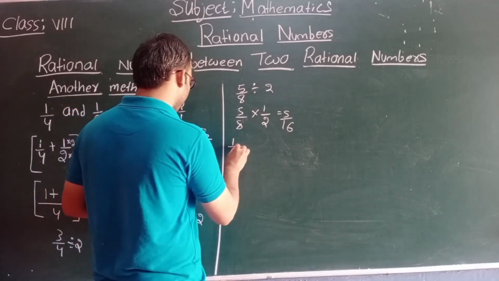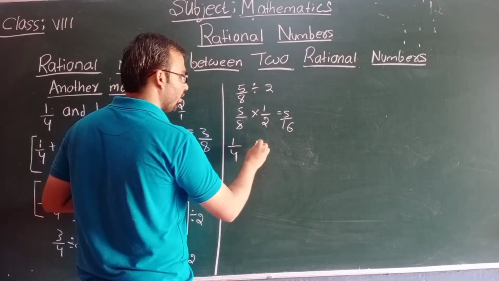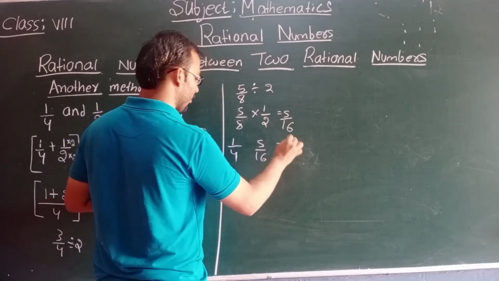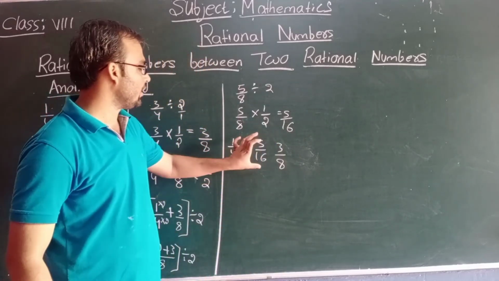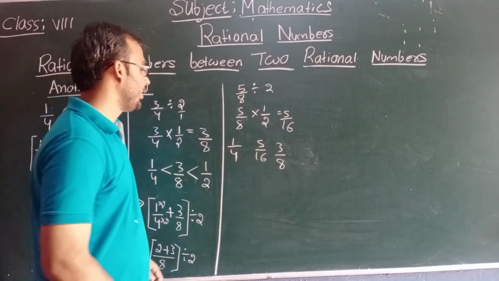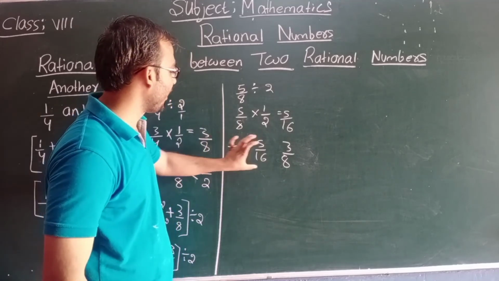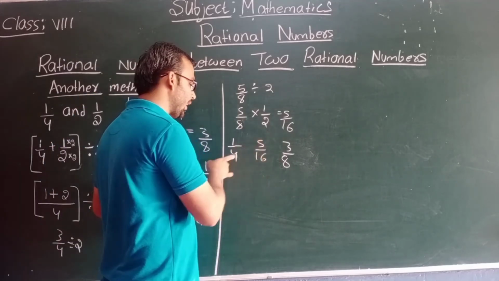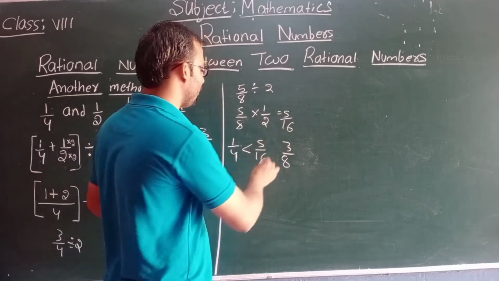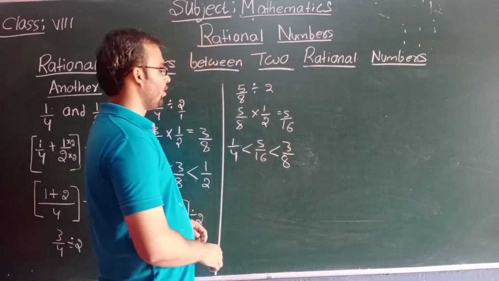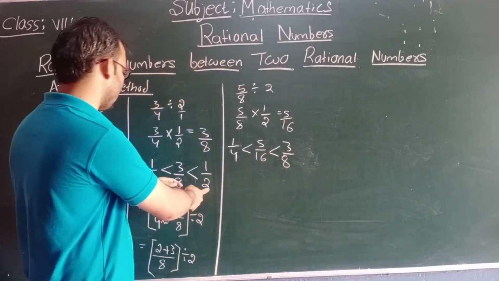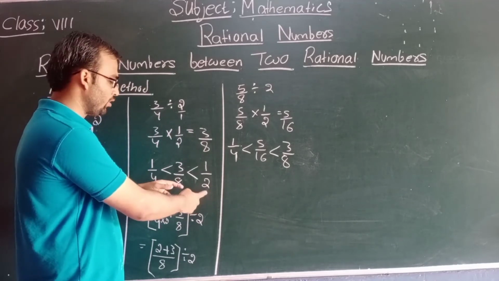So here we have 1 by 4, 5 by 16 and 3 by 8. This number, 5 by 16, is between 1 by 4 and 3 by 8. So this number will be greater than this one, and this number will be lesser than this one. Now you can find the numbers between these two numbers.